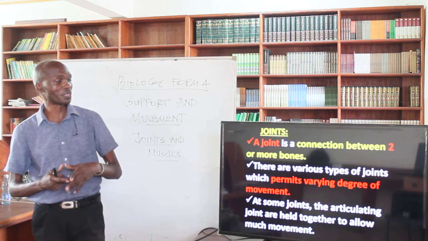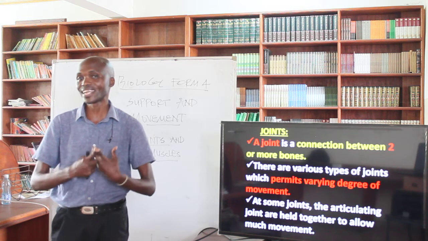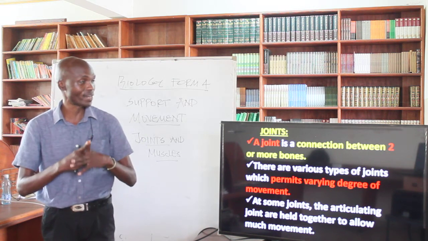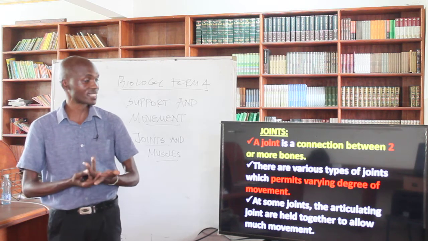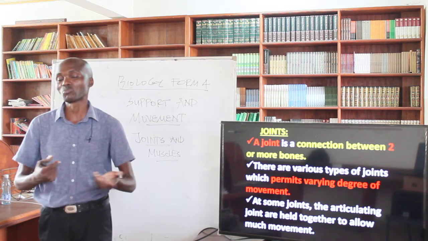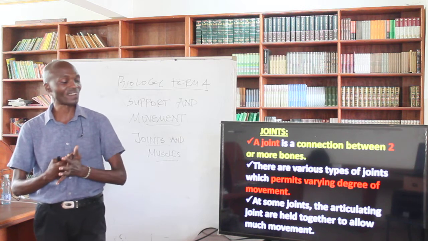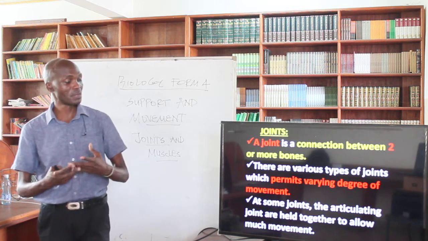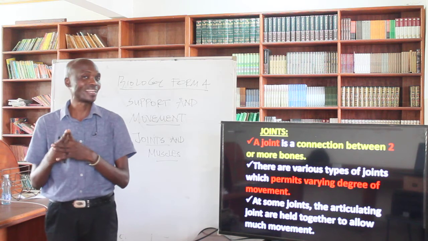So let's begin our topic by defining what is a joint. Now, a joint is a connection between two or more bones. There are various types of joints which permit varying degrees of movement. So the connection is meant to ease your movement. And remember, this movement is also allowed up to a given limit.